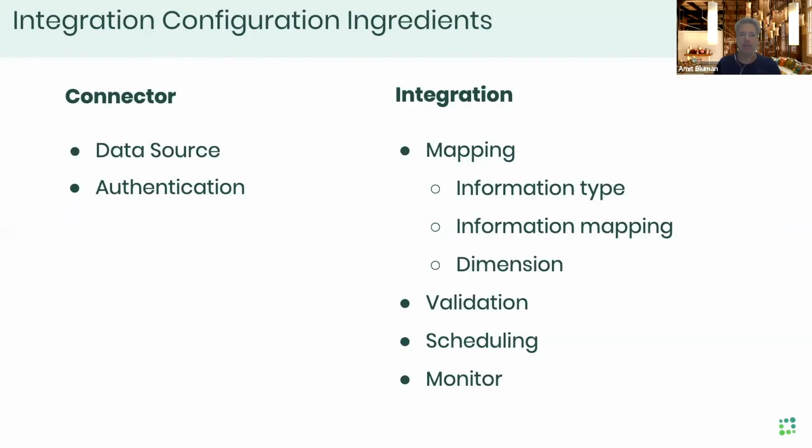Okay, let me talk a bit about our customer data hub ingredients. On the left side, we have the connector. A connector is an object that is responsible for connecting to your source in a very secure way. You should define the data source there, the authentication method, and this is its job. We can reuse it for your entire integration.